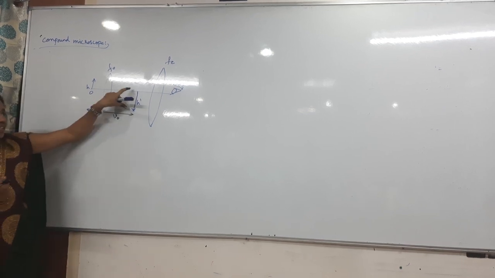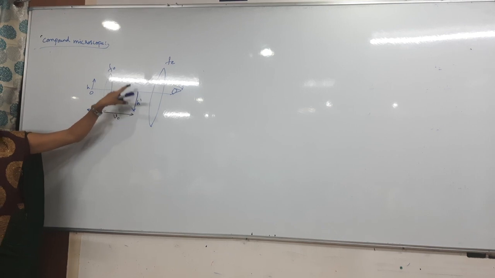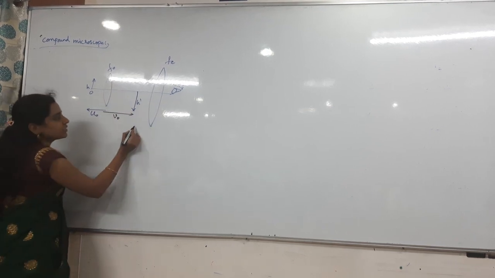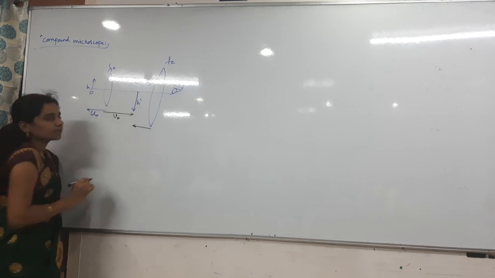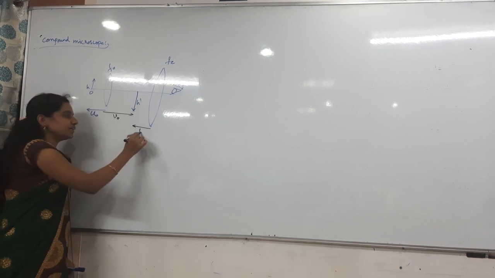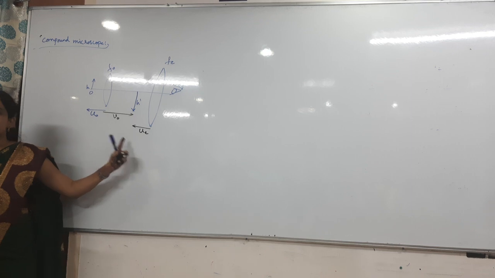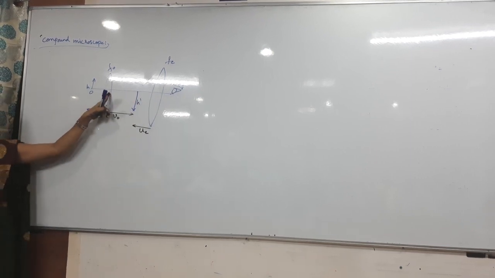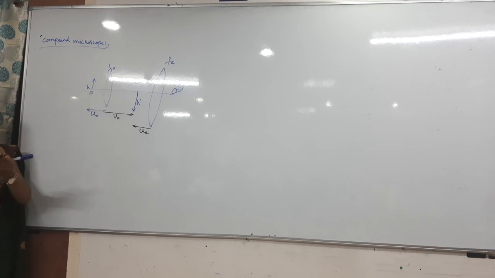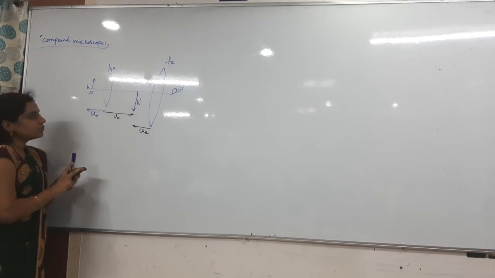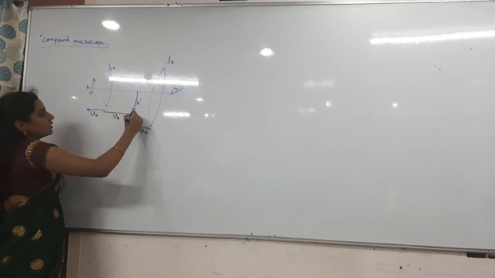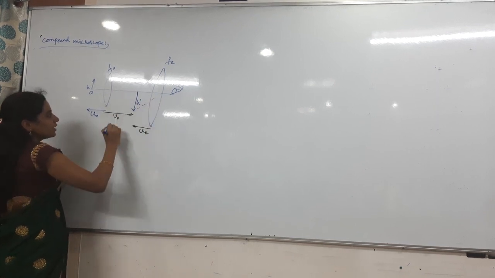Then this image will work like an object for the second lens. Clear? Now this distance is UE, the object distance for the eyepiece. This is the object distance for the objective lens. Clear? Now whenever you see this UE here, for this lens the image will be formed somewhere here, that will be there like this.